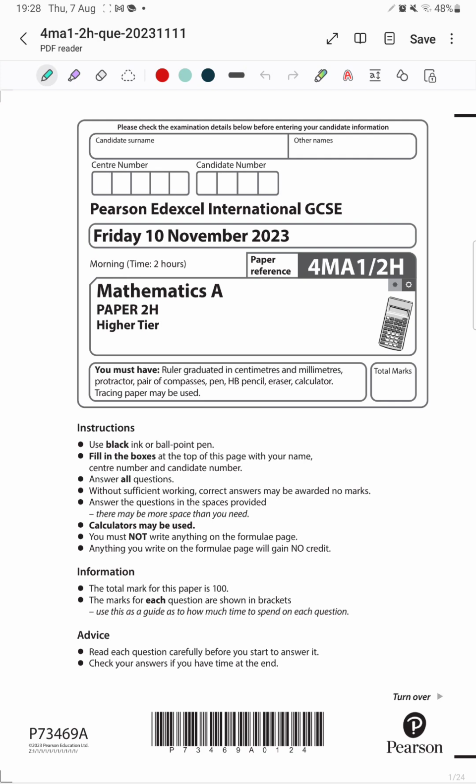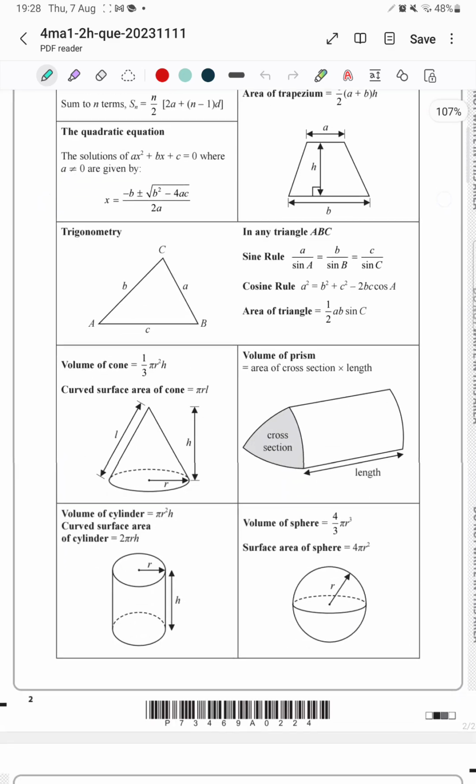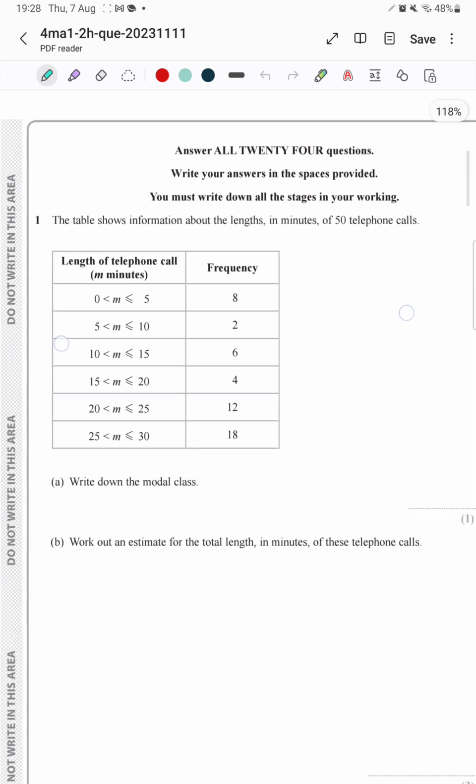As we have finished our first paper, paper 1 higher tier Pearson Edexcel International GCSE November 2023, now this is paper 2 higher tier Pearson Edexcel IGCSE November 2023. So I'm going to start from the very first question, and here we go.